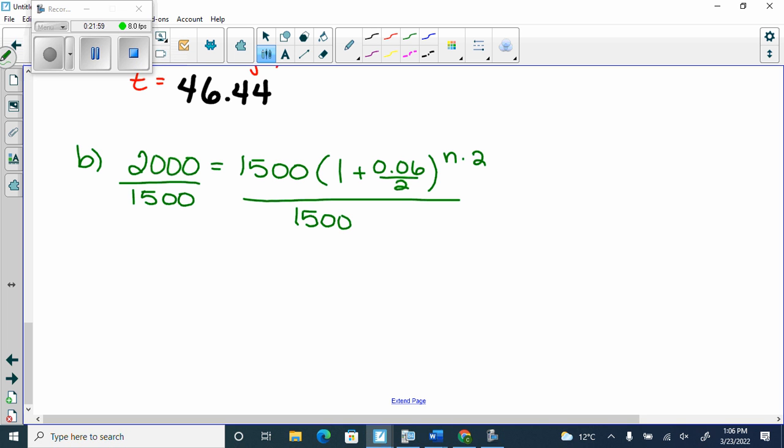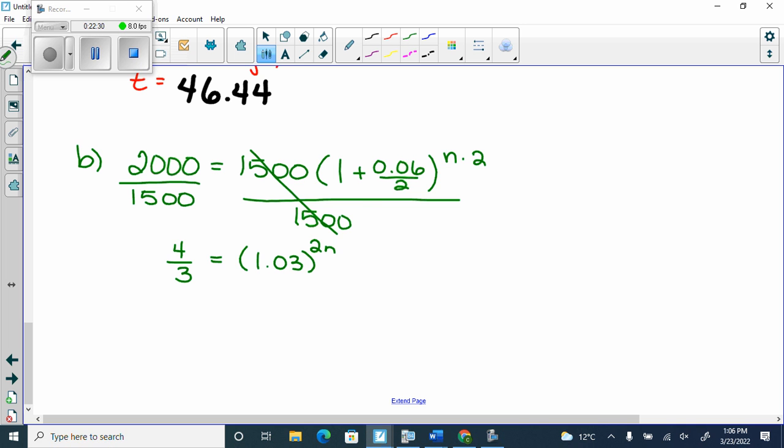And when I reduce that, I'm going to get 4 over 3 equals, now 0.06 divided by 2 is 0.03 plus 1 is 1.03 to the 2n. Do I currently have 3 pieces of information? Yes, and I can only convert from exponential to logs if I have 3 pieces of information. If I have more, I need to do something to get less.